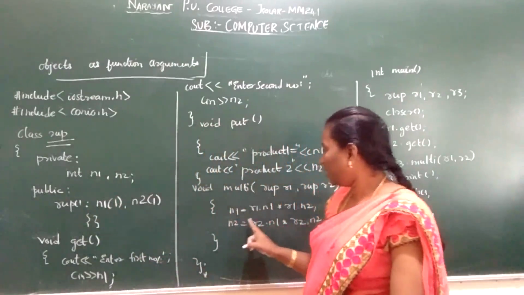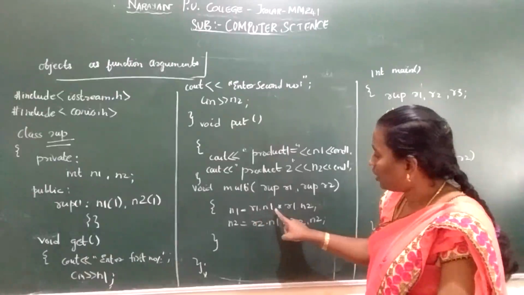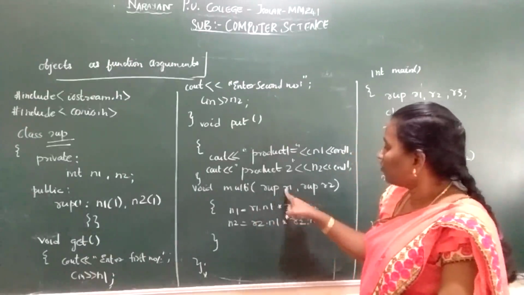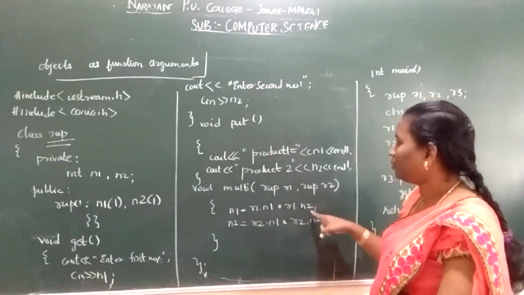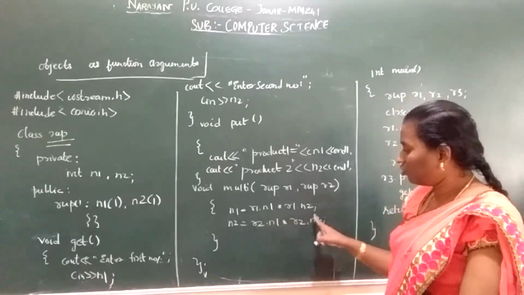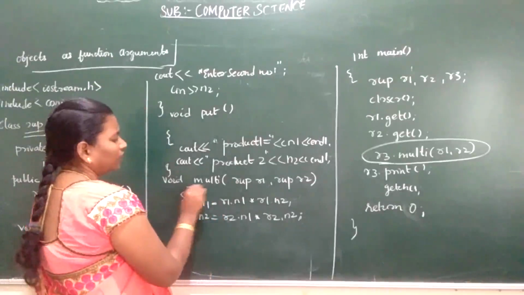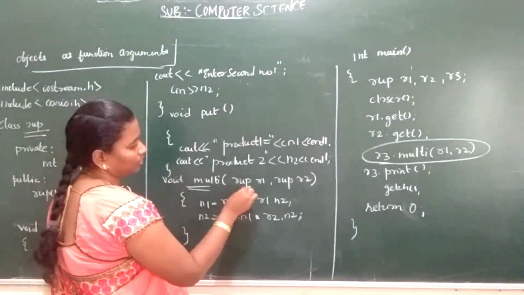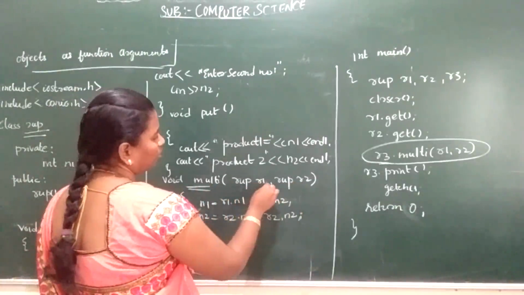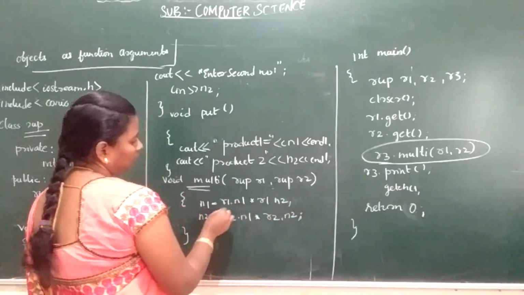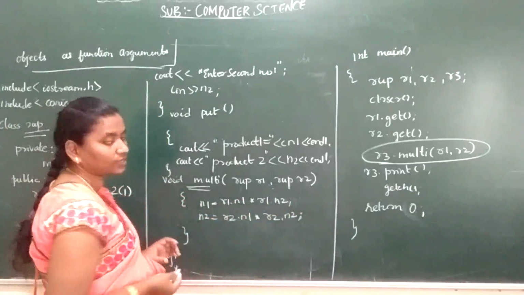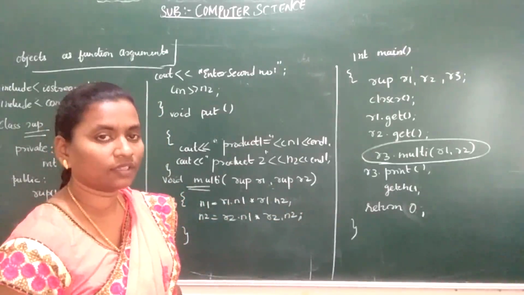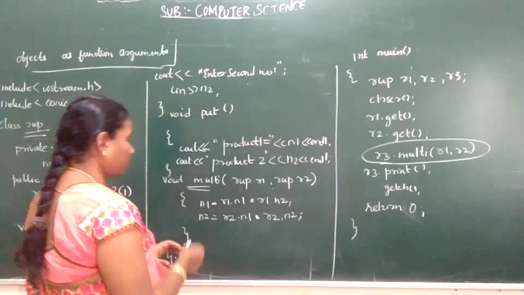So R1 dot N1 into R1 dot N2. R1 is nothing but my object, R2 is nothing but my object. So I am multiplying it. Explaining how we are going to do the multiplication: I am creating two objects, R1 and R2, and by using R1 I am accessing the data variable. That result in return I am just storing in R1 and R2.